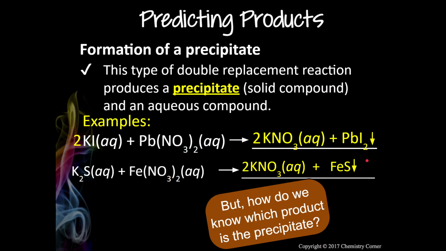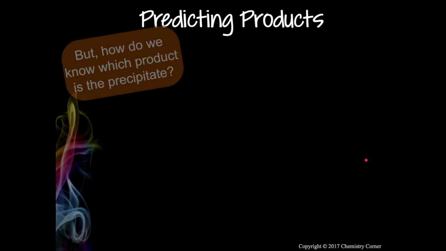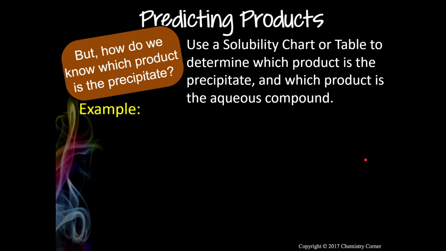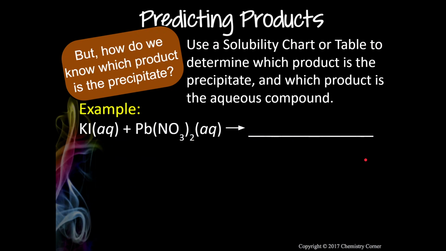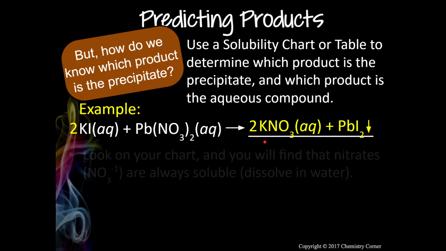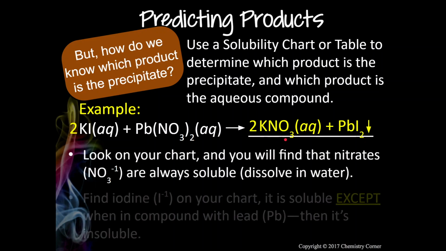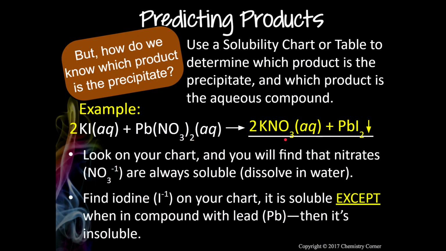All right, we're going to do a little more practice with that. We use the solubility chart, which we've been talking about. This is the same example that we've already looked at. You find that nitrates are always soluble, and you find that iodine is soluble except when it's with lead. So there's a written explanation of what we've already talked about.